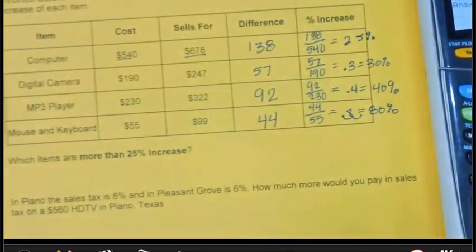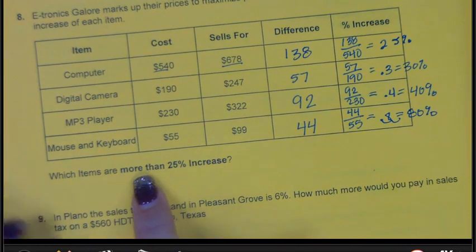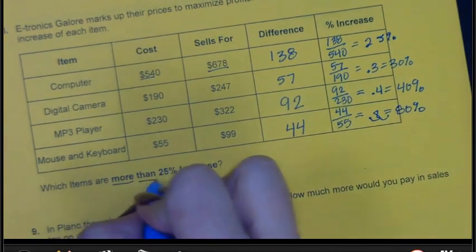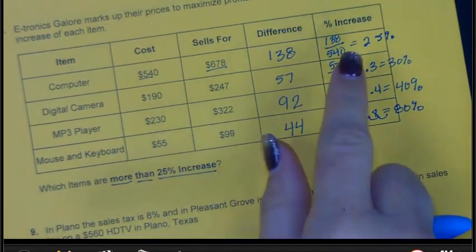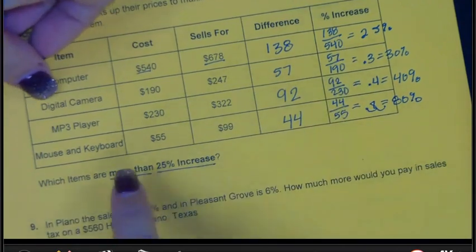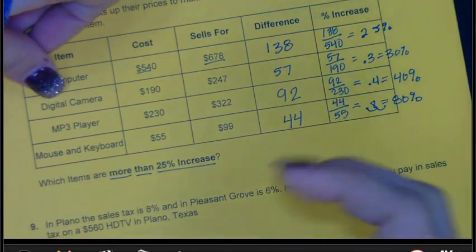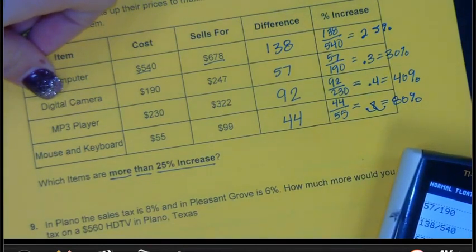25%. Now, using all of this information, we need to ask which items are more than a 25% increase. So which one of these is going to be more? Well, this one is exactly 25. So is it more than? Nope. Which ones are more than 25%? I would say the digital camera. I'm just trying to make sure I did my math right. Yep. Divided by 190. I was doing all the math with you guys.